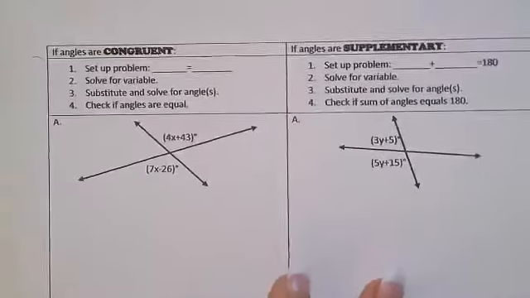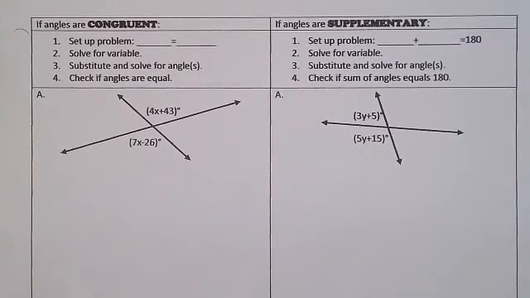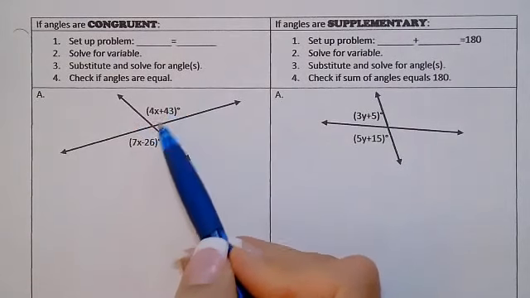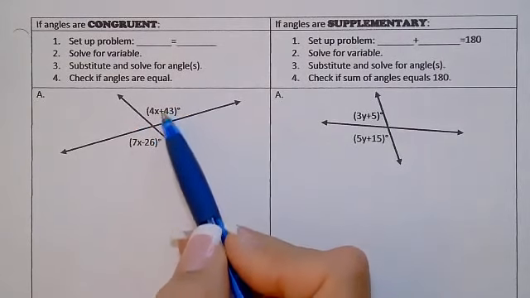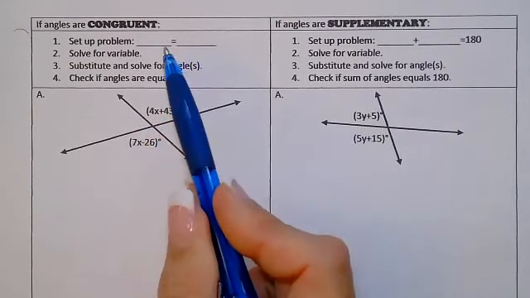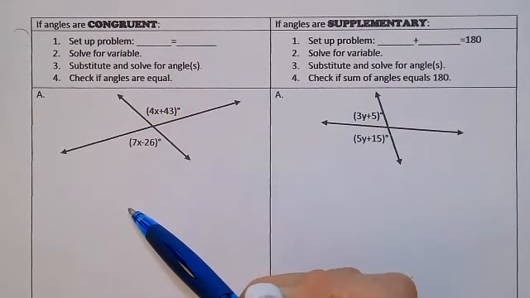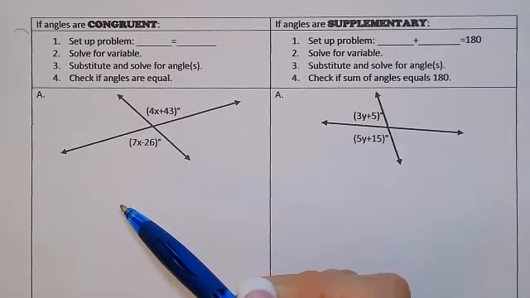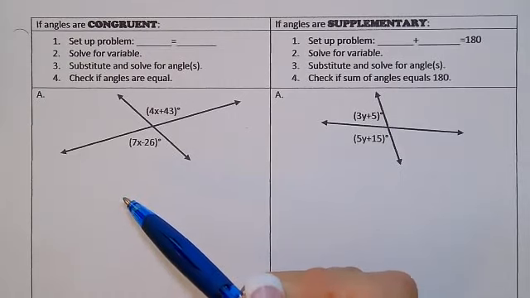All right, page 5. Sometimes you get a little more complicated problem. So this is to help you know how to set it up and solve. These angles are congruent. They're vertical angles, so you know that they equal each other. They are the same. So we're going to set it up that one is equal to the other. Then we're going to solve for the variable, substitute, and solve for my angle measures. And then we're going to check to make sure they're equal.